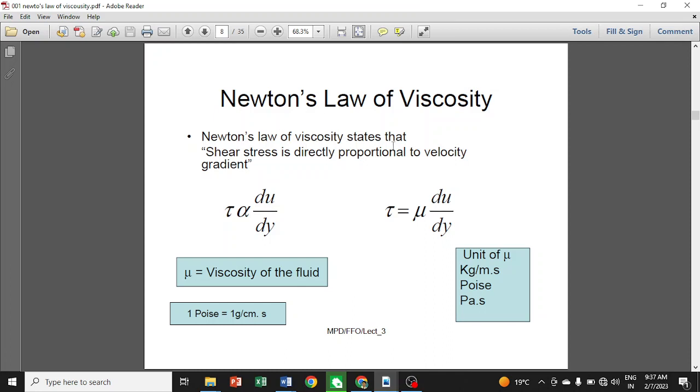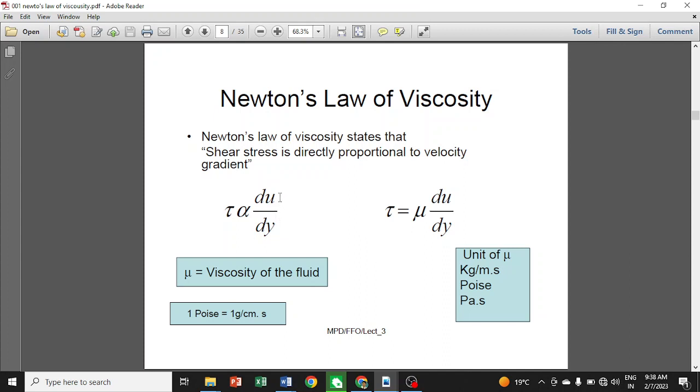Newton's law of viscosity states that shear stress is directly proportional to the velocity gradient. The student will directly write this in the exam. Shear stress is directly proportional to the velocity gradient. Tau is the shear stress, du is the change in the velocity, and dy is the distance. So du upon dy is the velocity gradient.